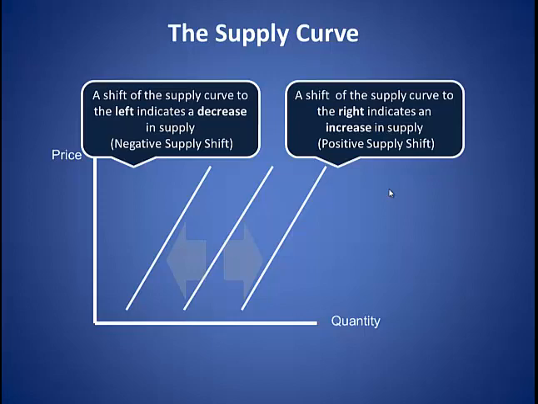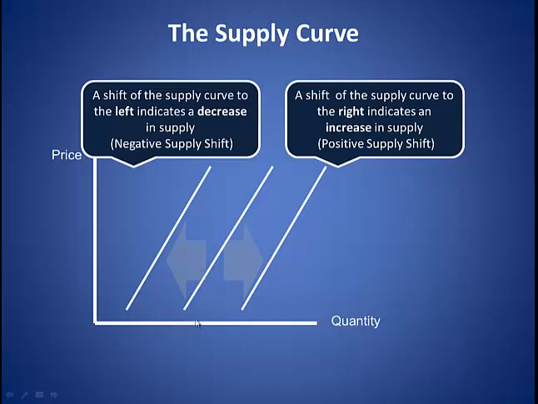Now, again, we're going to treat the supply curve a bit like the demand curve here in terms of curve shifts. Again, we have price on the vertical axis and quantity on the horizontal axis. Now, a shift of the supply curve to the left indicates a decrease in supply. In other words, for whatever reason, suppliers are now willing to supply a lower quantity at the same prices when we shift the supply curve to the left. This is also referred to as a negative supply shift.